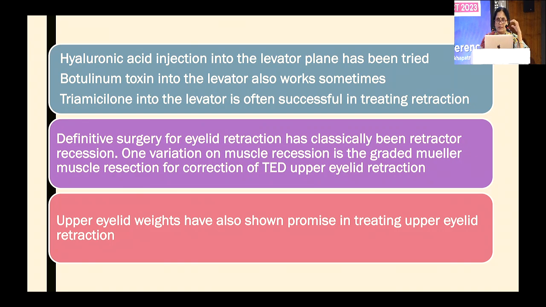Triamcinolone is the other old, tried and tested therapy, injected into the levator muscle, and this is often useful. My points are only going to be about triamcinolone, because we did a study and found wonderful results. The definitive surgery, as we all know, has to be tried after the disease has died out, and various graded resections of the Muller's muscle and LPS are available to us. Weights sometimes have been tried.